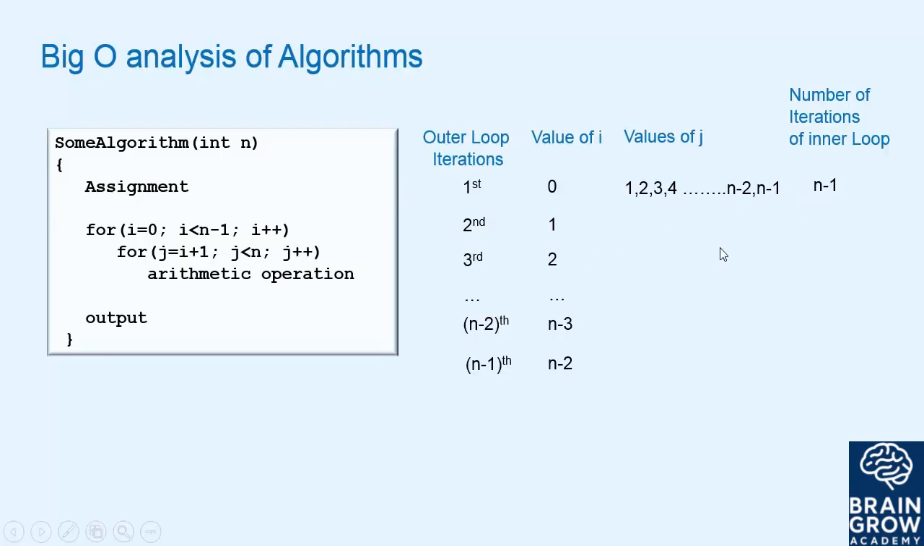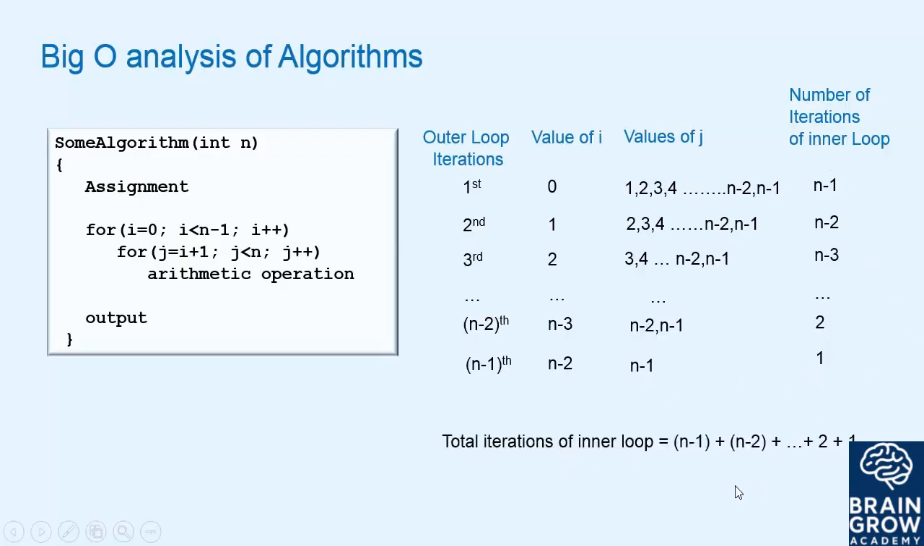In the second iteration of the outer loop, the inner loop will have total n minus 2 iterations. In the third iteration of the outer loop, the inner loop will have n minus 3 iterations. In the second last iteration of the outer loop, the inner loop will have total 2 iterations. And in the last iteration of the outer loop, the inner loop will have only one iteration. So the total number of iterations of this inner loop is equal to this. Now the value of this summation is n into n minus 1 by 2. So time complexity is this, and this is order of n square.